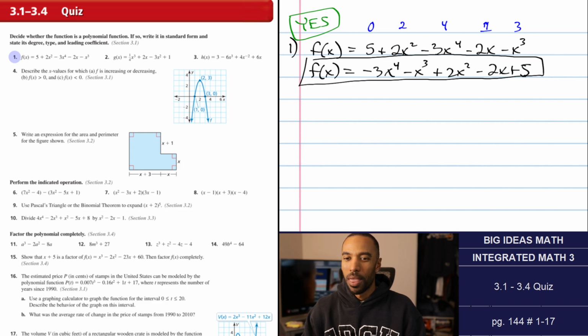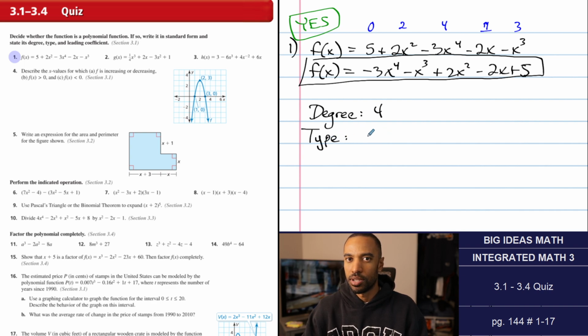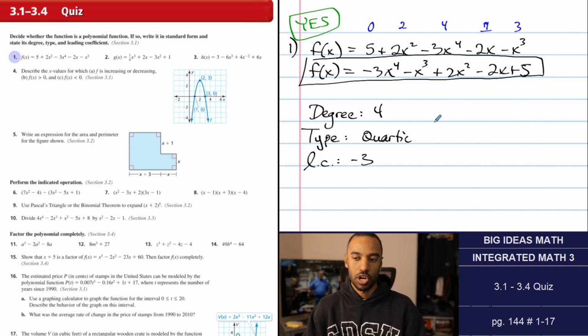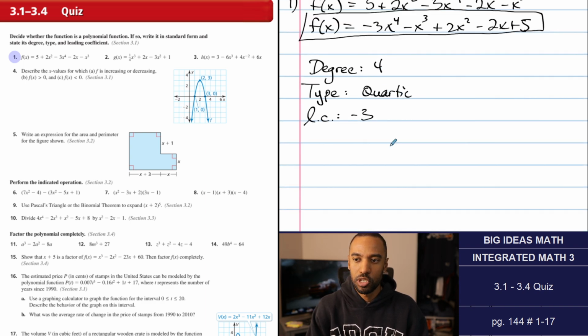All right, we rewrote it in standard form, so now we state its degree, type, and leading coefficient. The degree of this is 4, based off the leading term only. Type is based off the degree. A degree 4 polynomial is known as a quartic polynomial, not quadratic, quartic. And then the leading coefficient, I'll just put LC, is the coefficient of the leading term, which is negative 3. That leading term matters a whole lot when it comes to our graphing, especially given this sign and whether the degree is an even or odd number. Those are two big things we'll do with graphing down the line. All right, number 2.